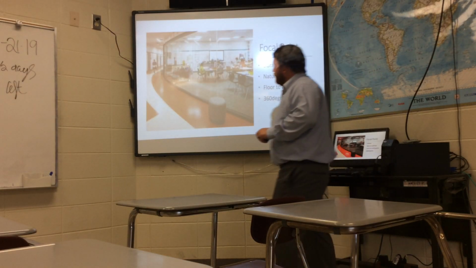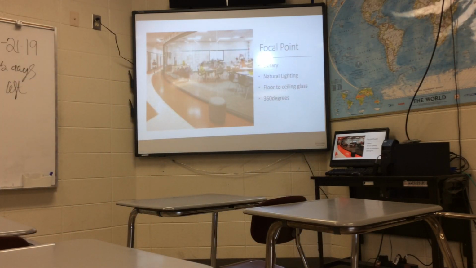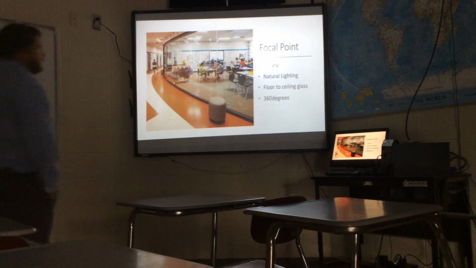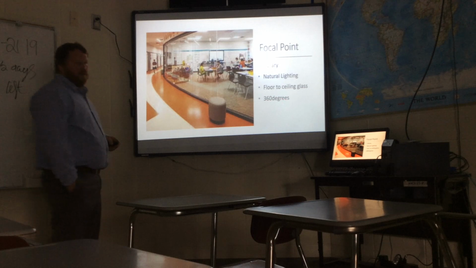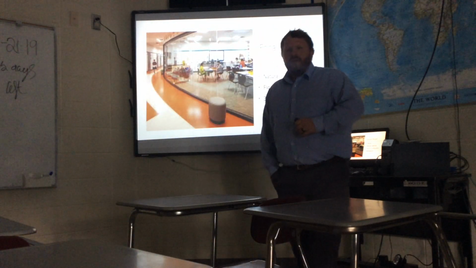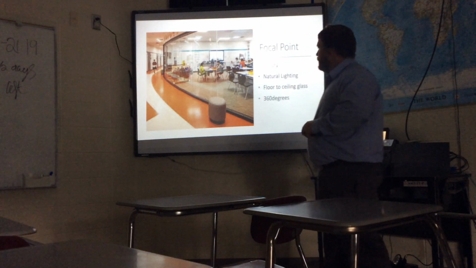This is the focal point, back to the library. We're going to go into a little more detail on the library itself. This is an example of the interior rounded shape that this library is going to have. A lot of natural light. This light obviously is coming in from the hallway. Floor to ceiling glass, 360 degrees around. It's like some of your modern day condominium units at the beach that have floor to ceiling glass that allows tons of natural light to come into the building.